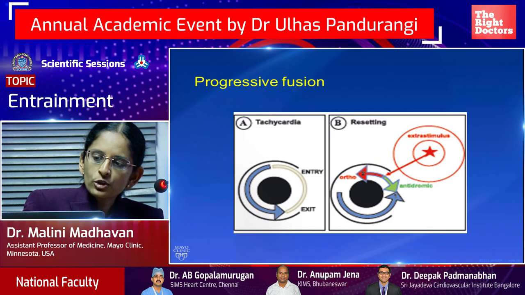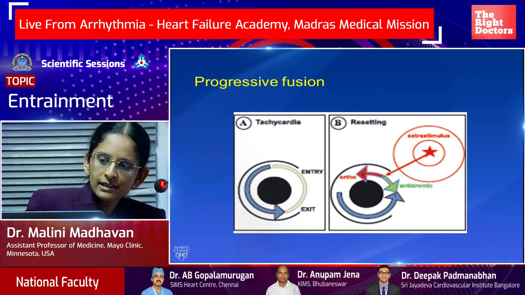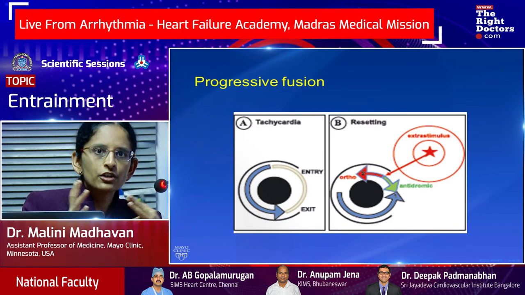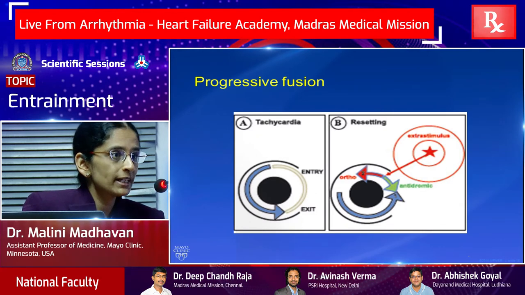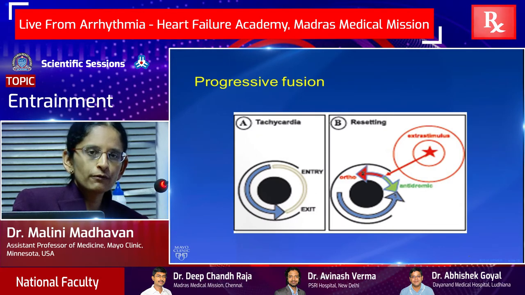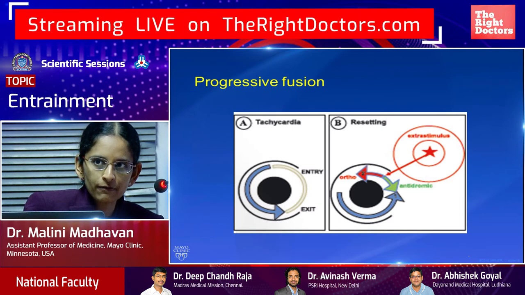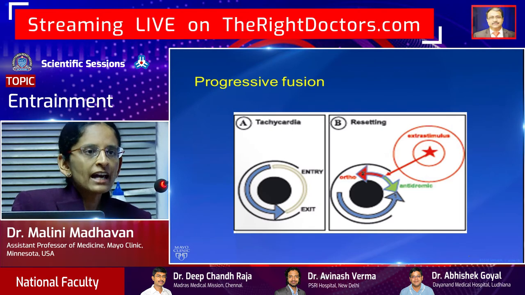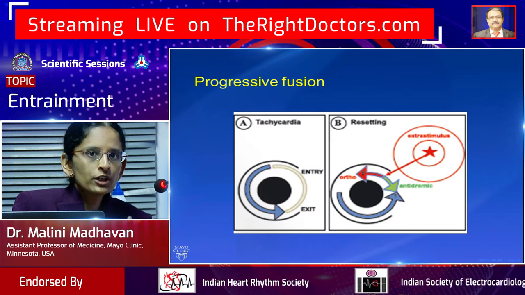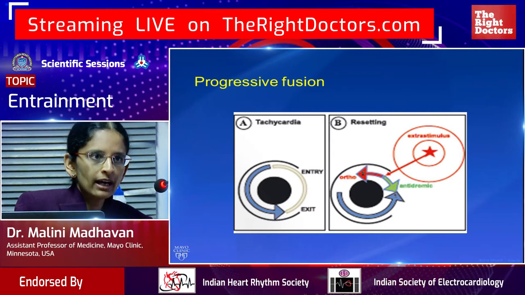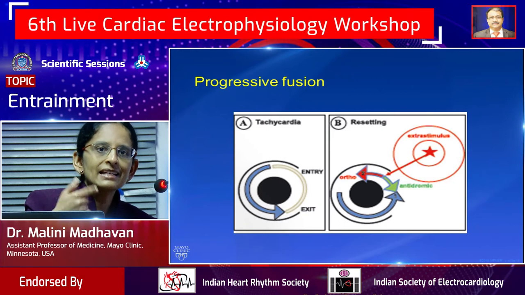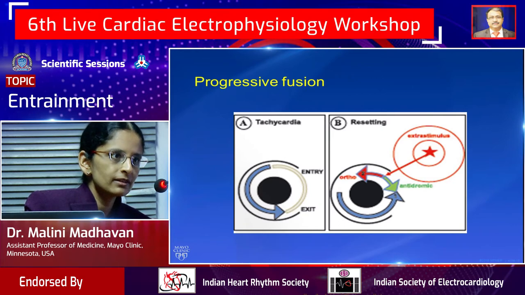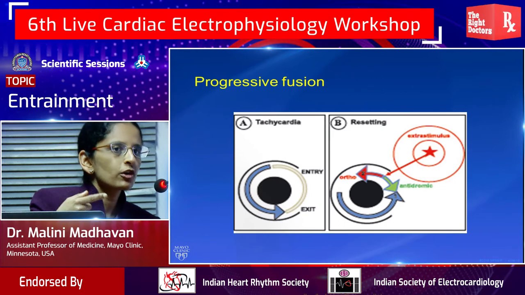So the sooner you pace during the tachycardia cycle length, there's going to be a greater contribution to the activation of the myocardium from your paced beat and lesser contribution from the tachycardia exit itself. So the faster you pace or the sooner you bring in your PVC, you're going to have a fused beat that looks more and more like your paced beat and less like your tachycardia beat. Does that make sense? So that's progressive fusion.